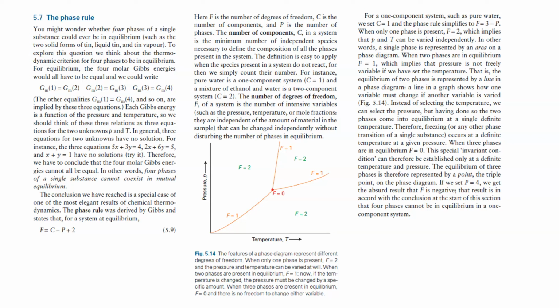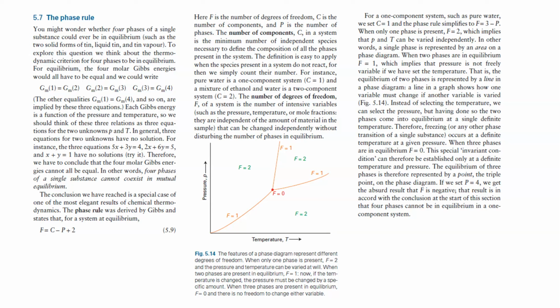The conclusion we have reached is a special case of one of the most elegant results of chemical thermodynamics. The phase rule was derived by Gibbs and states that for a system at equilibrium, F equals C minus P plus 2, where F is the number of degrees of freedom, C is the number of components, P is the number of phases. The number of components C in a system is the minimum number of independent species necessary to define the composition of all the phases present in the system.